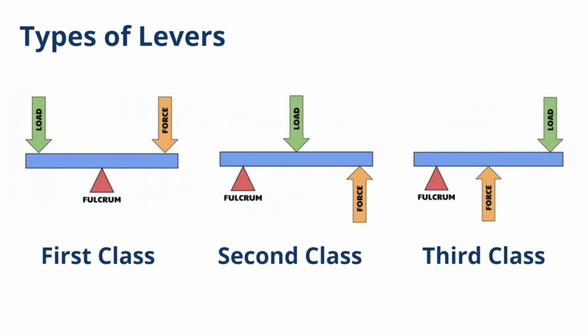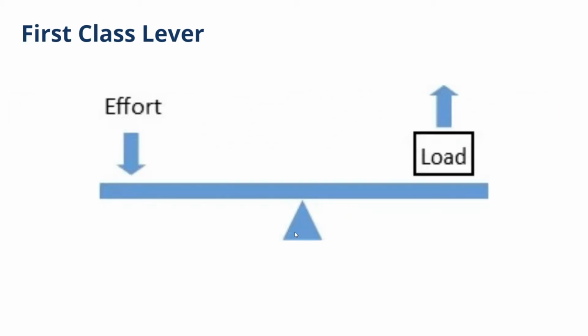There are 3 types of levers. In each of them, the effort, load, and fulcrum are in different places. A first-class lever has the fulcrum in between the effort force and the load. You push down on one end, and the other one raises up.